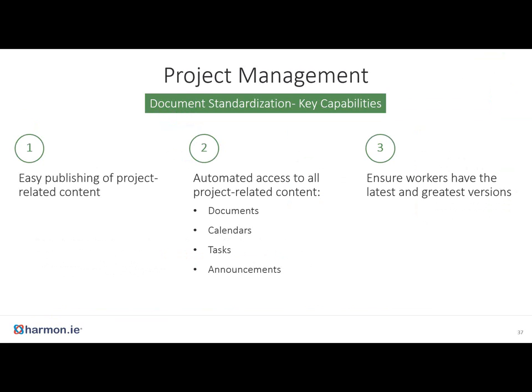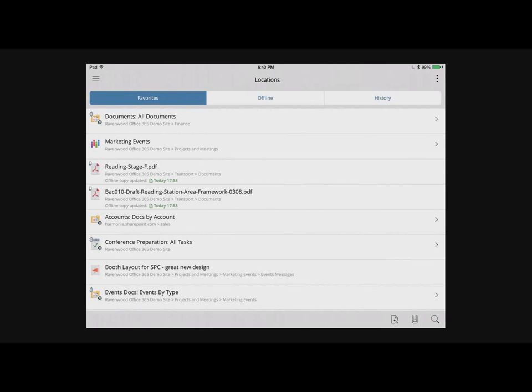One is make it easy for people to publish project-related content. Secondly, allow people to access content that is not only documents but also calendars, tasks, and announcements, and make sure that people can follow those and have the latest versions of them and also be updated to calendar events and updated tasks. So let's see how this works in practice.